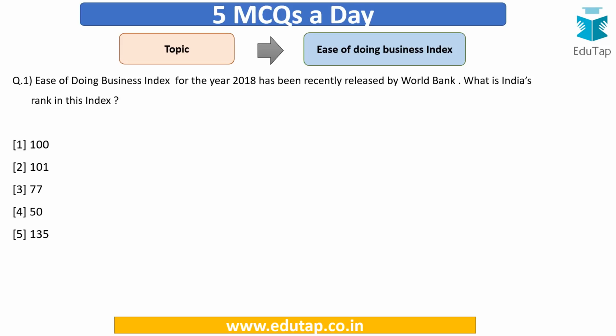So our very first question from the Ease of Doing Business Index is, the index for the year 2018 has been recently released by World Bank. What is India's rank in this index? So this is a typical exam question. First of all, you need to keep in mind that it has been released by World Bank, and secondly, the rank of India. So the options here are: 100, 101, 77, 50 or 135?